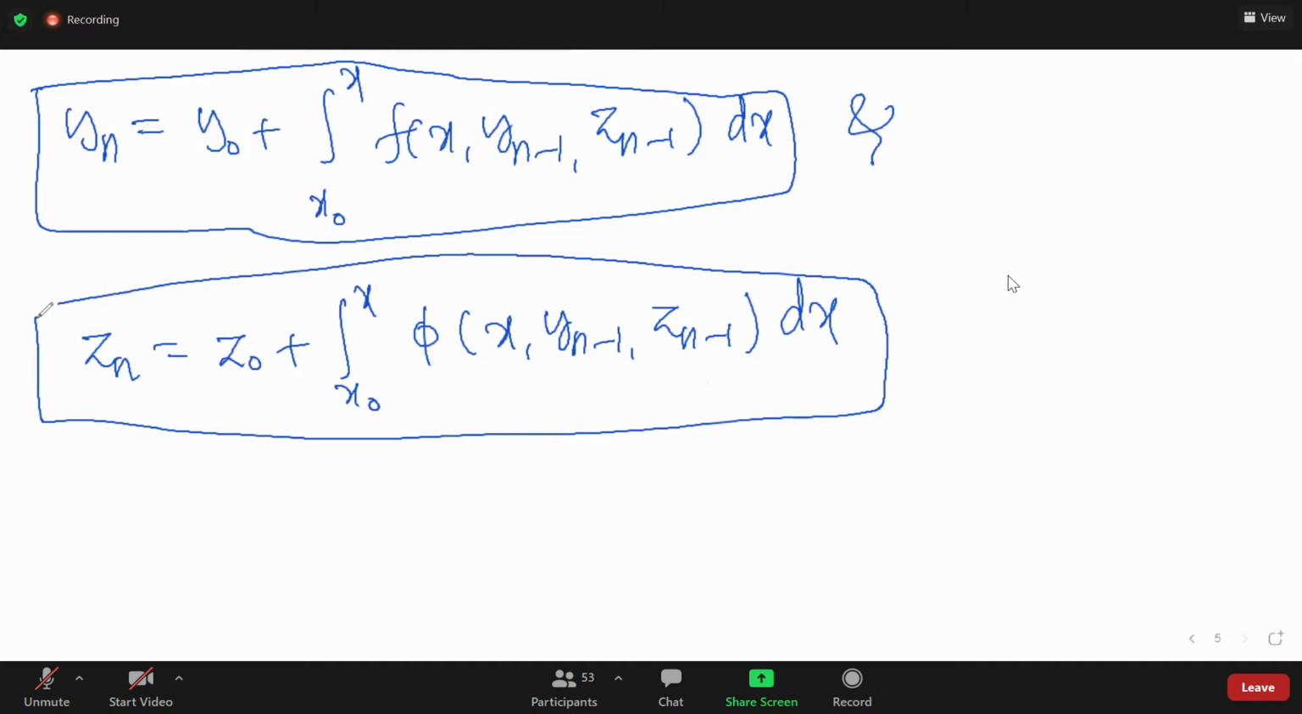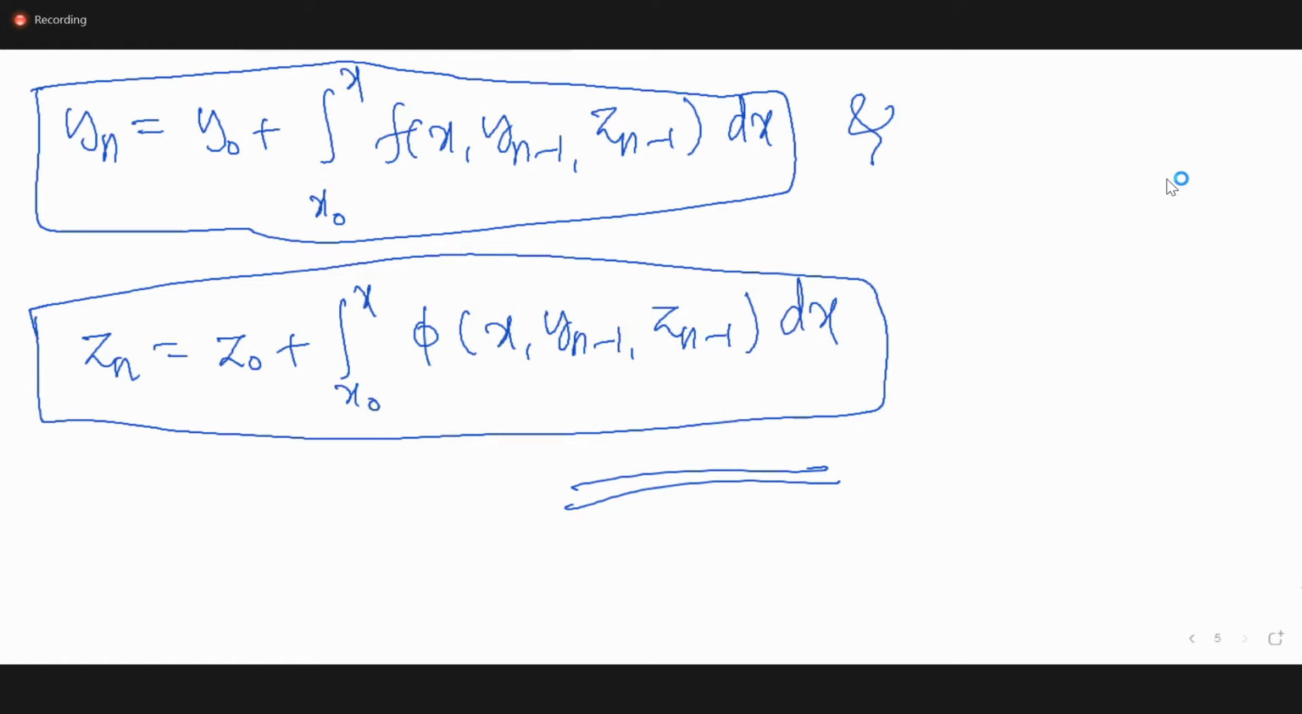Now find the first set y1, z1, next y2, z2, next y3, z3, like this. Where yn means y of xn and zn means z of xn.